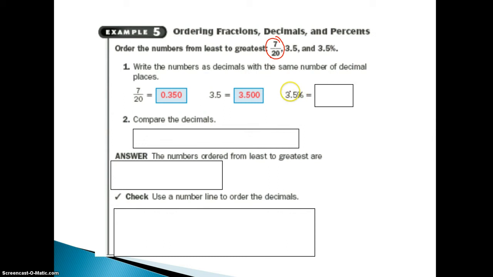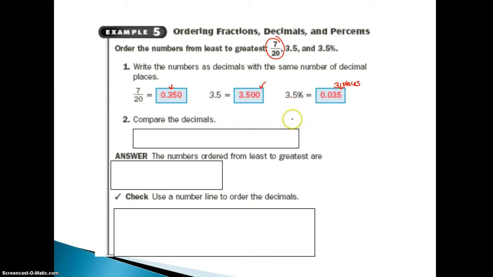And here's why. Because 3.5%, when we change it to a decimal, is going to be 0.035, and that's going to be 3 decimal places. So because that is 3 places, that means that all of these need to be 3 places as well. Now that we do that, we can compare the decimals.